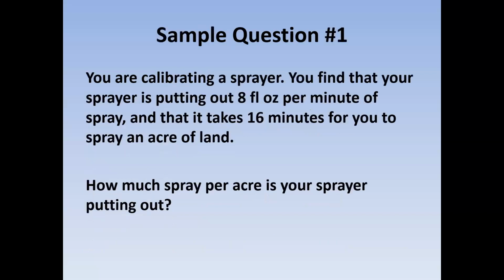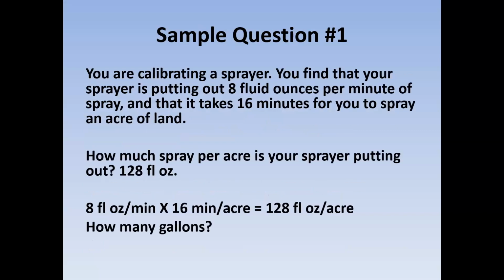Okay, I'm going to give you a few sample questions here. You're calibrating your sprayer. You find that your sprayer is putting out 8 fluid ounces per minute of spray, and it takes 16 minutes for you to spray an acre of land. How much spray per acre is your sprayer putting out? I'll give you a second to work on that. That's 128 fluid ounces. So basically you have 8 fluid ounces per minute times 16 minutes per acre. So you have 128 fluid ounces. And how many gallons?